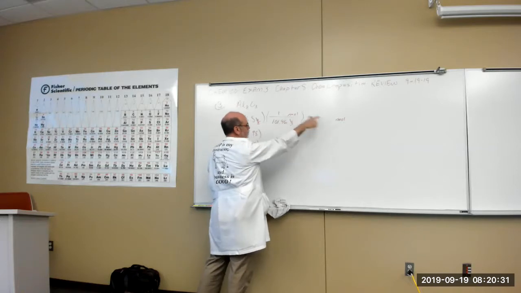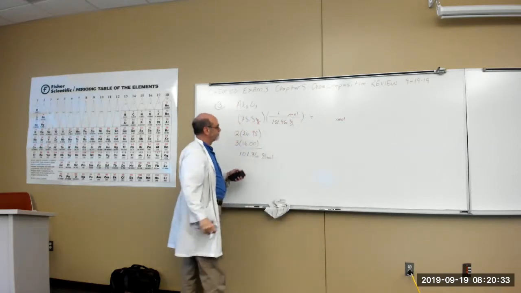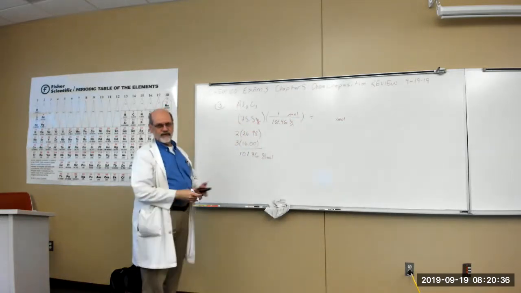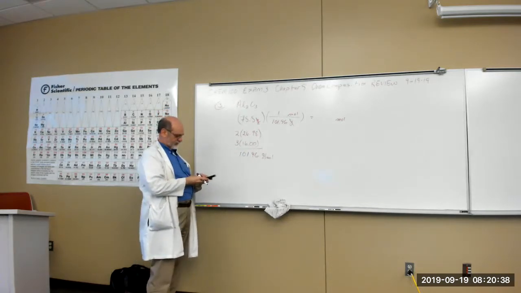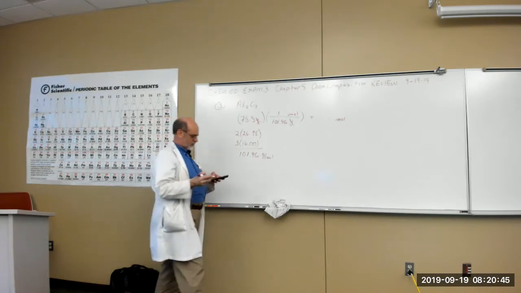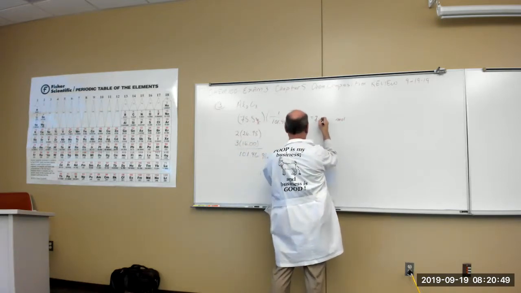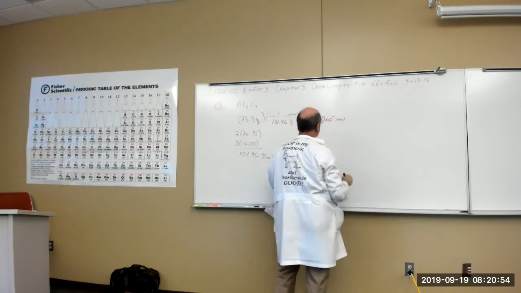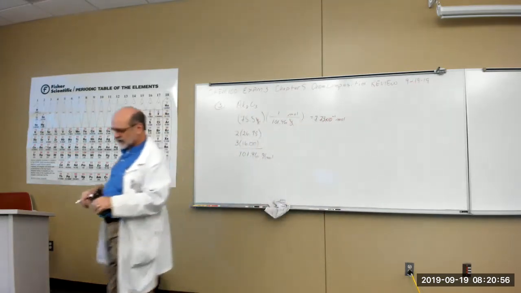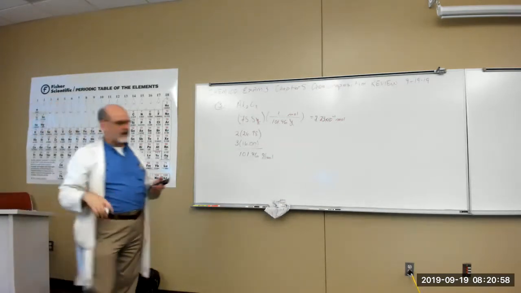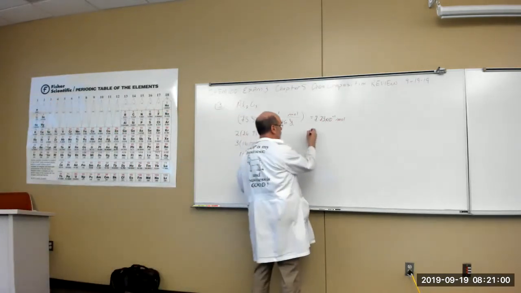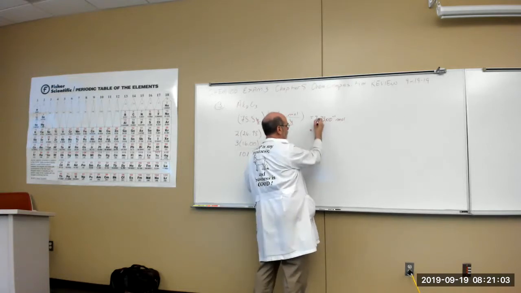It leaves me with moles on the top. So this one, I do need to divide. And 101.96. Now I get 7.73 times 10 to the minus 1. And then you look to see, is that one of the answers? Well, not exactly like that. So let's change it to standard notation. What would that be in standard notation?